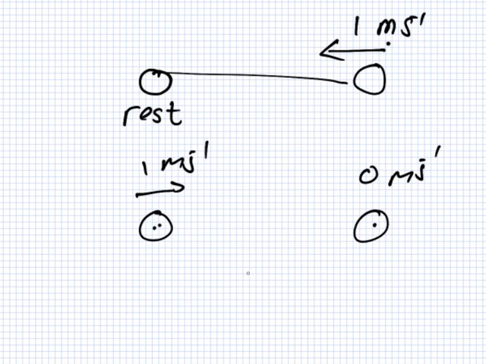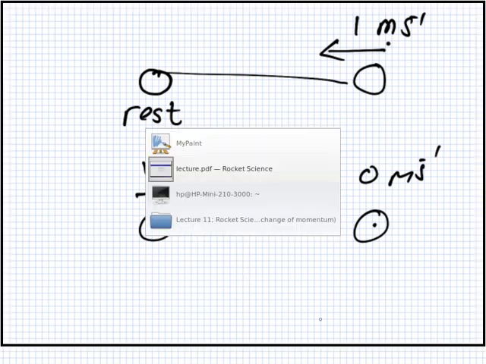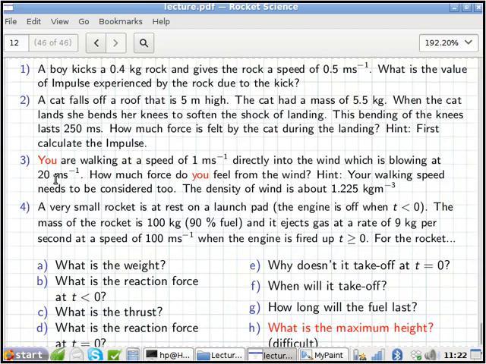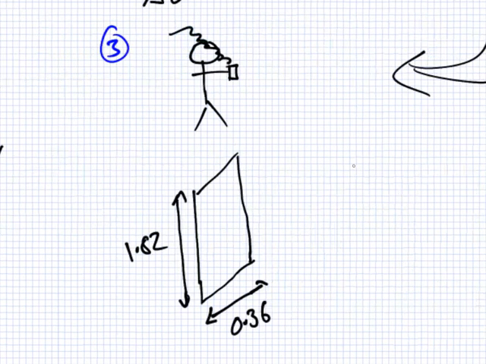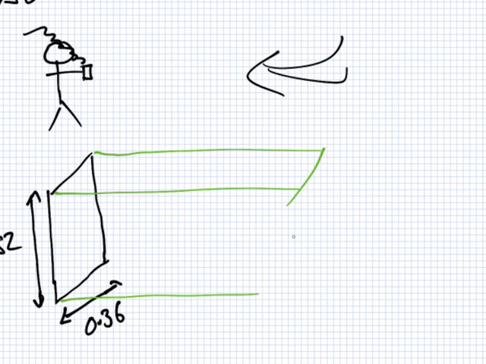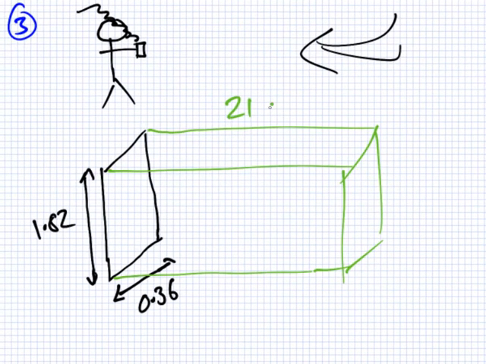So with the wind example, because I'm walking at 1 and the wind is 20, it's like the wind is going at 21. So this is 21 meters. Now, we'll look at this over a per second basis. So the time is 1.